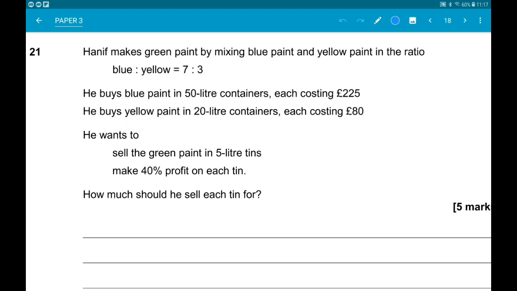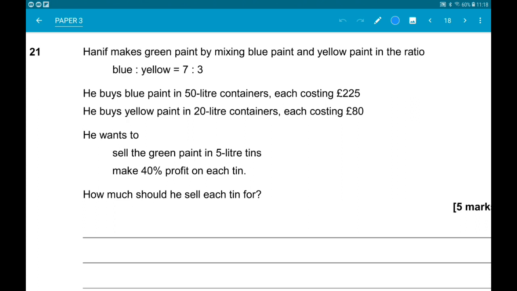Number 21, a nice big 5-mark ratio problem solver. So again, I have a playlist down below full of downloadable past paper exam questions on ratio. Check it out, it's a good time. So, Hanif makes green paint by mixing blue paint and yellow paint in the ratio blue to yellow 7 to 3. So that means for every 7 litres of blue, he uses 3 litres of yellow.